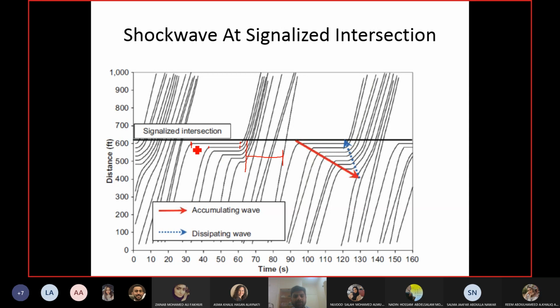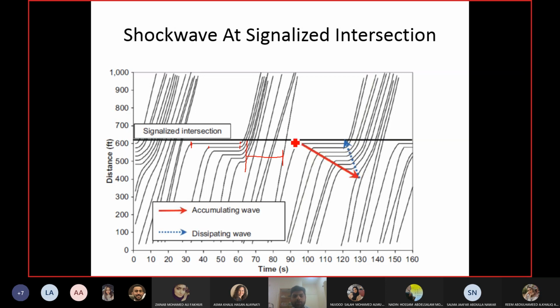Now the accumulating shock wave, as they have shown it here, is from when the first vehicle is stopped till the last vehicle is stopped. From the time when the first vehicle was stopped till the time when the last vehicle is stopped, this is the accumulating shock wave. And the dissipating shock wave will be the reverse. It will be from the time when the last vehicle started moving to the time when the first vehicle started moving. From the last to the first.